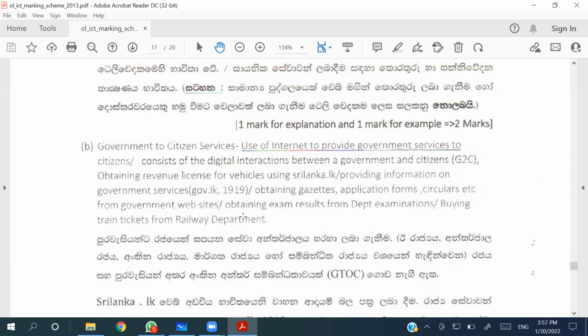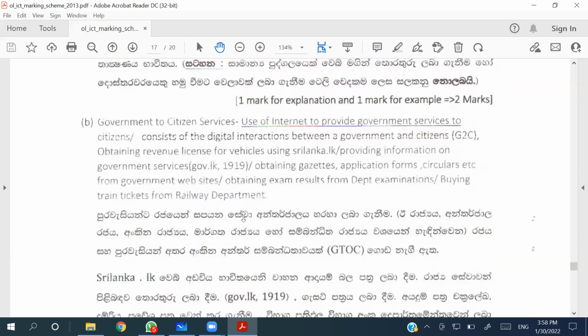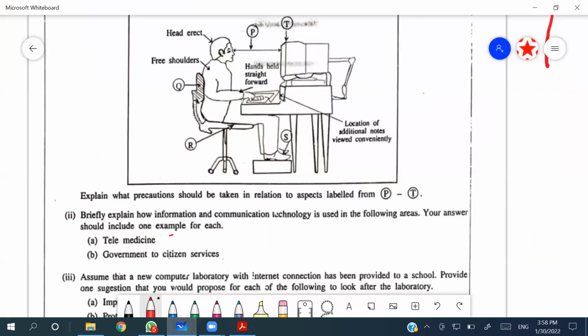Right? And you can give the examples like obtaining the vehicle revenue license or obtaining gazettes and some regulations, right? So they have given over here. Referring the government website, obtaining exam results. So those things will be the examples for the G2C services. Right, so 2 marks for that as well. So 2 marks for this and 2 marks for this. This we got 3 marks.